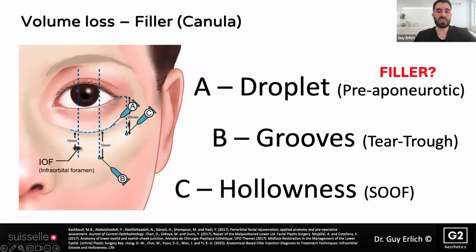What about grooves? What about hollowness in the area of the lateral SUF? If I see hollowness in the place of the lateral SUF, I will get into a more lateral location of the insertion point. So lateral pupil is my medial insertion point for hollowness of the medial SUF beneath the tear trough ligament. Lateral location is when I want to fill all the SUF when I have all SUF atrophy.